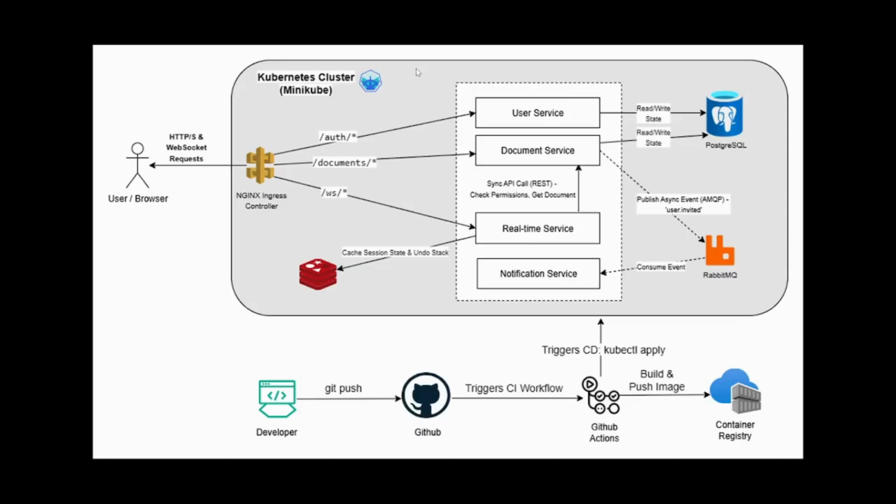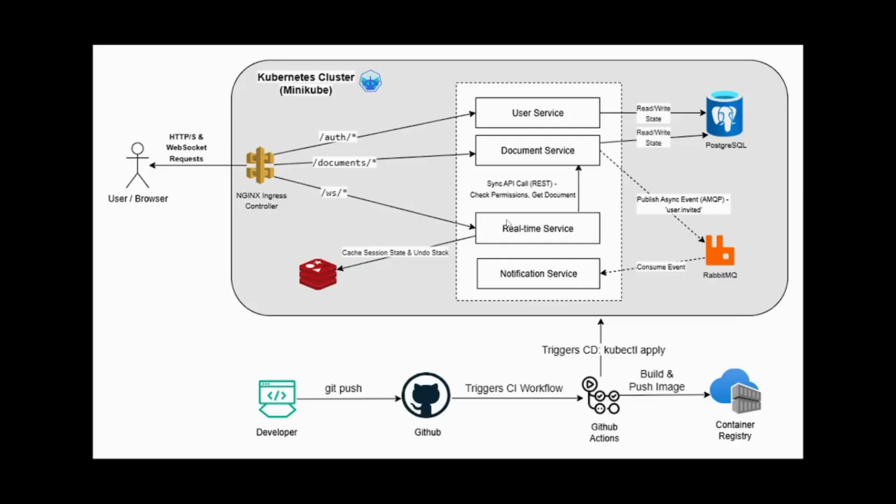For the security requirement, all users' requests first hit the Kubernetes ingress controller, which acts as our secure API gateway. The user service issues industry-standard JWTs for authentication, and every API call and WebSocket is protected by an authorization middleware that validates these tokens. The demo you just saw involved multiple services. When users A and B connected via WebSocket, the ingress routed them to the real-time service. This service handles the live session.